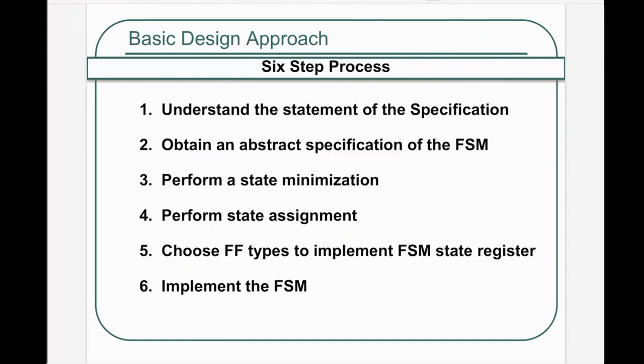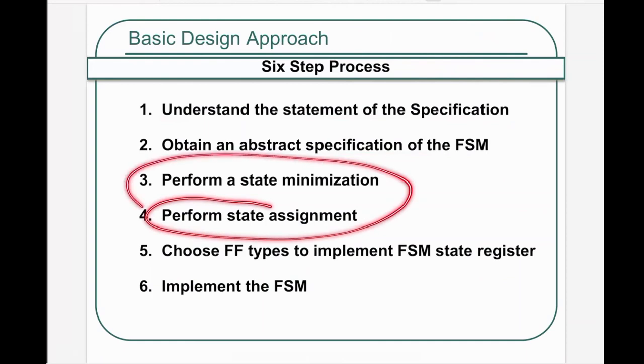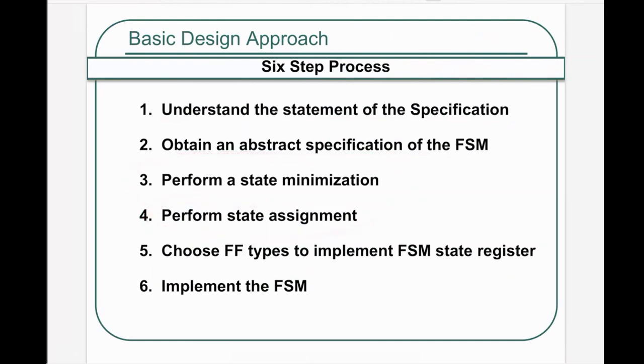That's the first step. The second one is to obtain an abstract specification of the FSM. So this could involve maybe drawing a rough sketch of your FSM. Coming up with a state diagram tends to be the most crucial step in your design. So do a state assignment and a state minimization. So that's 3 and 4. Can I design this finite state machine in 4 states instead of 16 states? So that's state minimization. And how do you assign the state? Is state 0, what does that correspond to in your machine? What does state 1 correspond to in your machine?